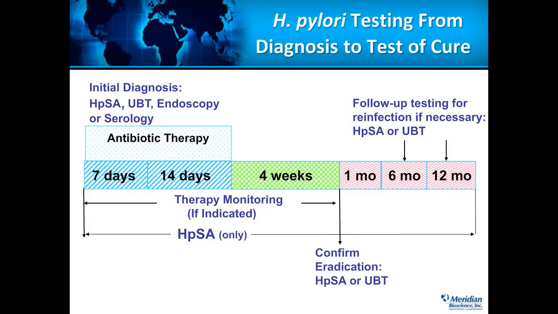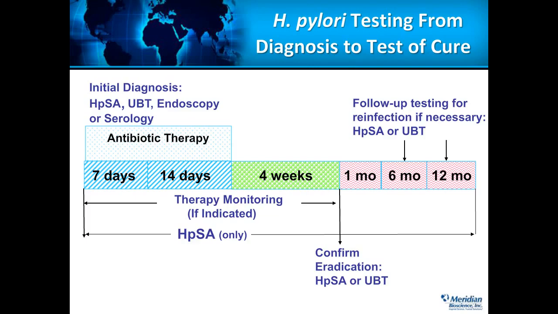United Healthcare, which is the biggest private insurance provider, has designated the H. pylori stool antigen test as their preferred test very recently. Now, the next slide looks at the time frame. When patients are diagnosed with H. pylori, in the United States, they typically receive 14 days of antibiotic therapy.